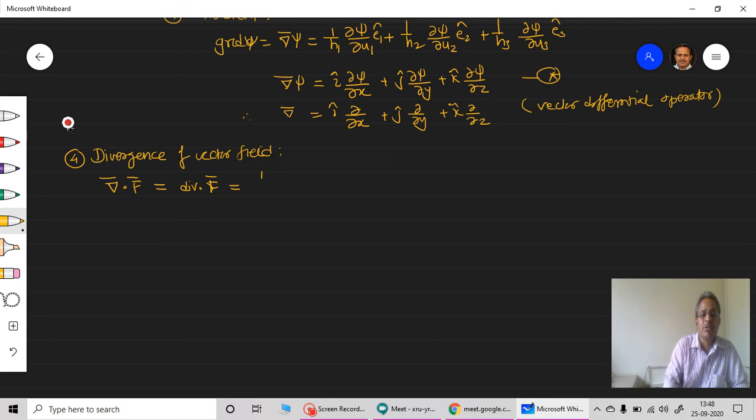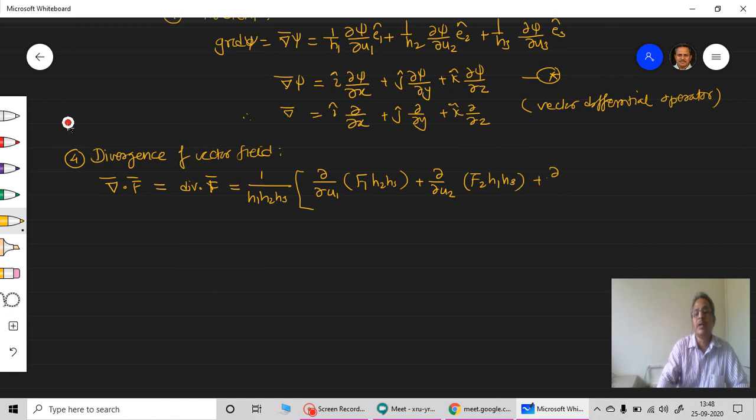So just check, this formula was 1 upon the product of h1 h2 h3. We have seen this in the previous lecture. Then the first term was del by del u1 of, in the bracket, f1 h2 h3. The second term you can write very easily, del upon del u2, into the bracket f2 h1 h3, and the last term is del upon del u3, into the bracket this time f3 h1 h2. This is my standard expression for divergence of a vector field in the curvilinear coordinate system.